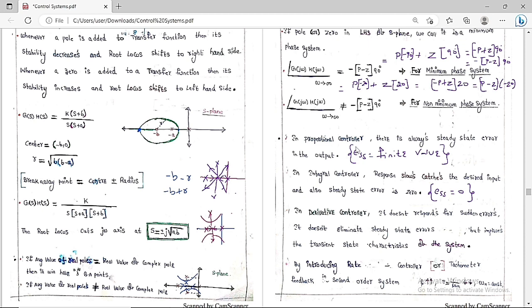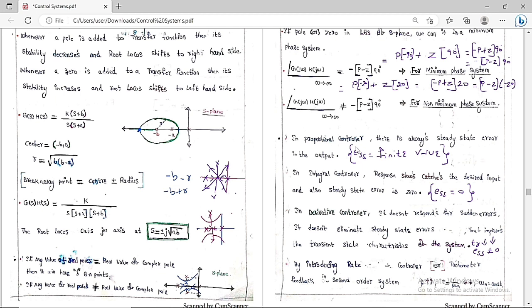In the case of the derivative controller, it doesn't respond to sudden errors. It doesn't eliminate the steady state errors, but it is going to improve the transient state characteristics of the system. It is going to decrease the rise time, and the steady state error will always be non-zero. It is not equal to 0 in the case of the derivative controller.